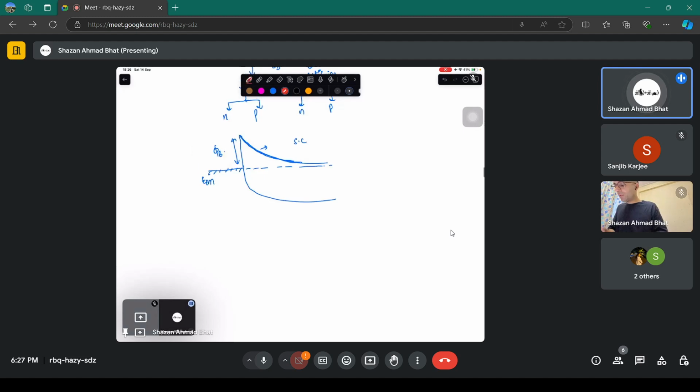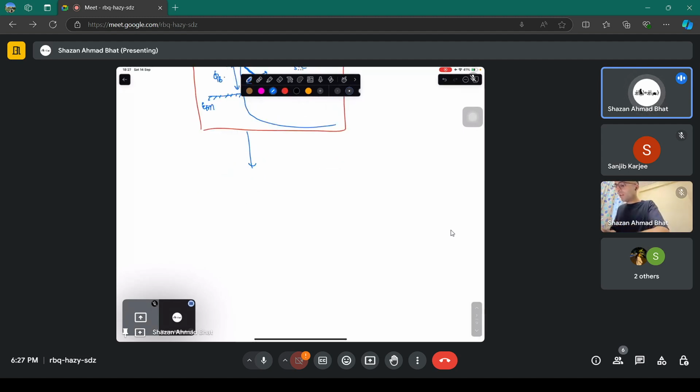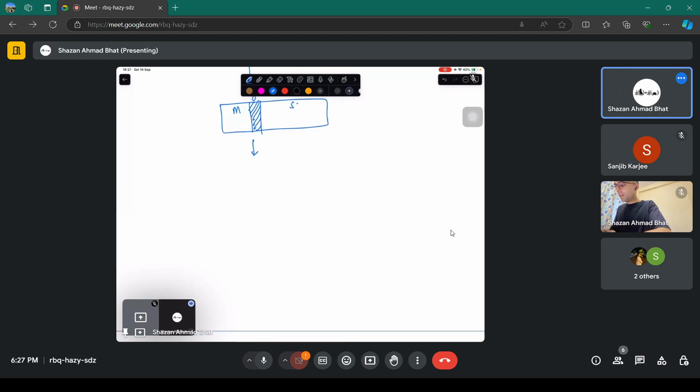Now you studied about the metal semiconductor junction. Then you moved and transitioned into what happens when you place an oxide between the metal and the semiconductor. This is the oxide, metal oxide semiconductor. Now this particular picture changed. How it changed, that's what we are going to see today.